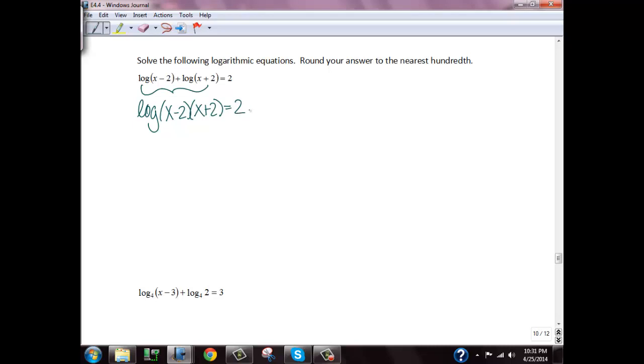Now, this looks exactly like what we did at the beginning of this section, right? We have log of something equals a constant. So to get rid of a log, I just use the exponential form. So I'm going to use 10, because this is log base 10, and raise my equation up into the exponent on both sides. So that way my log base 10 and 10 cancel, and I'm left with x minus 2 times x plus 2 equals 100.